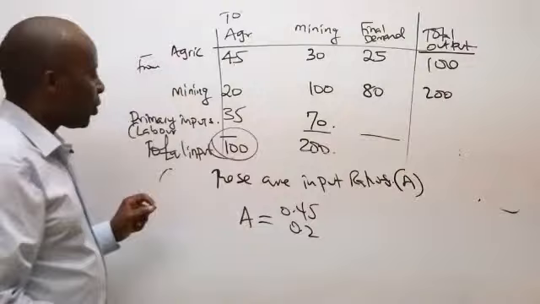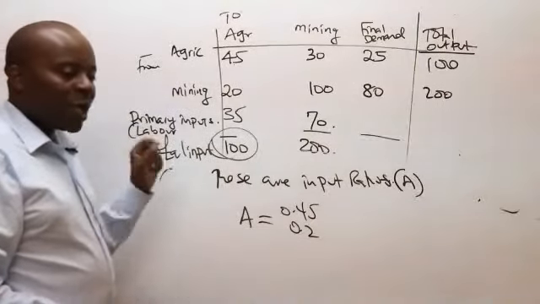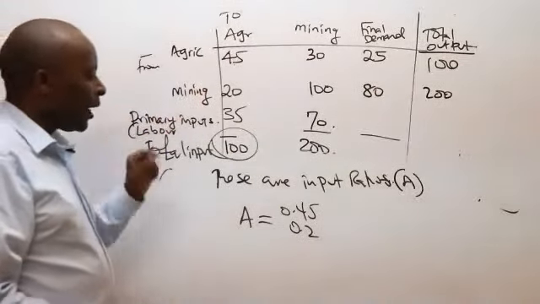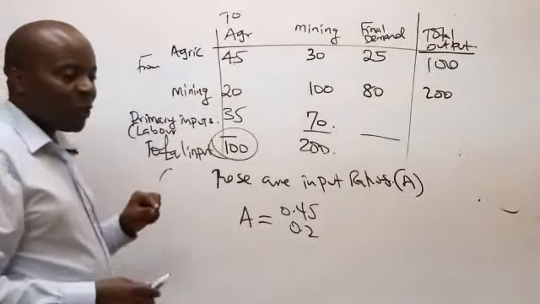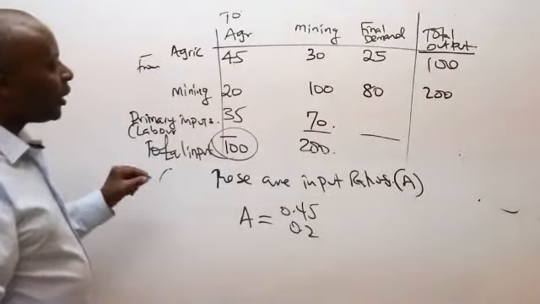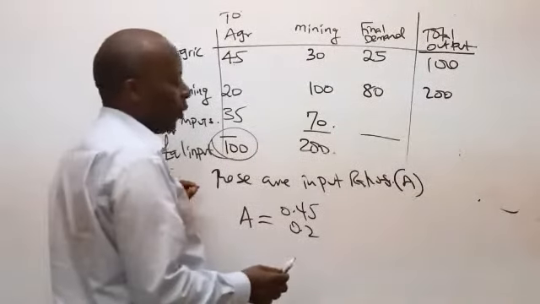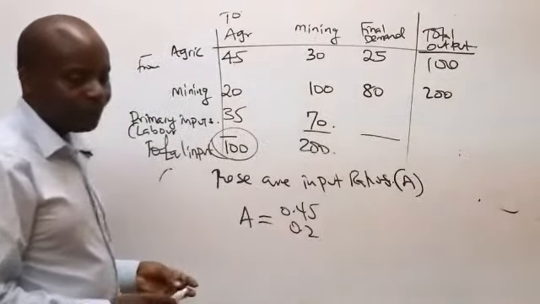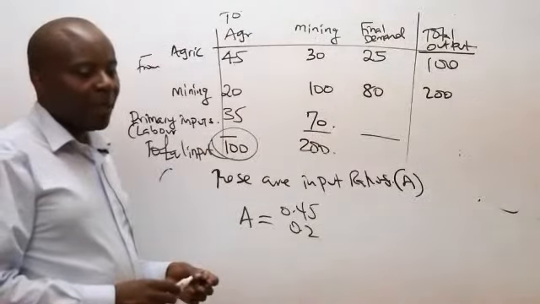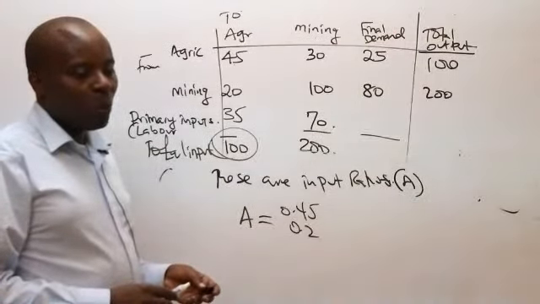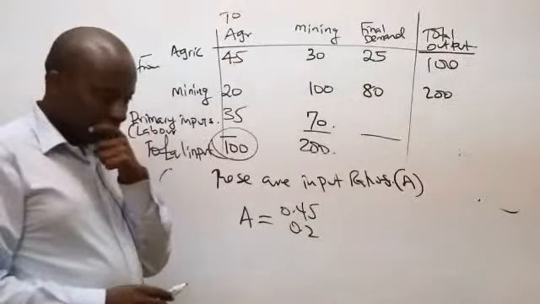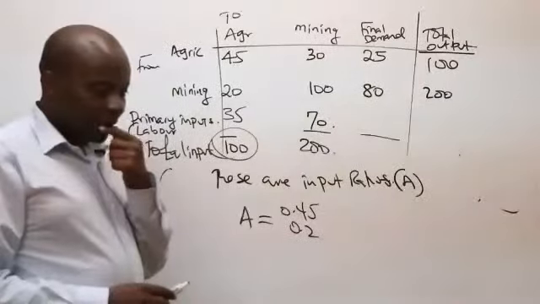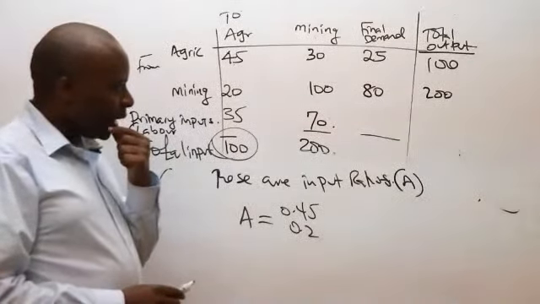Remember, in input ratios we only capture information about sectors. We can't have an input ratio of the primary inputs. It is only between sectors alone. How about the input ratios of mining, if you're following? What will the input ratio of mining be, somebody? Just try. 0.3 and 0.1.